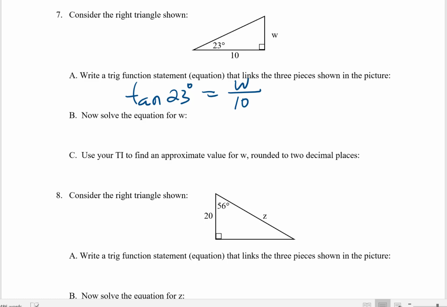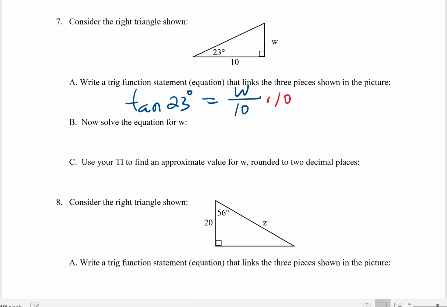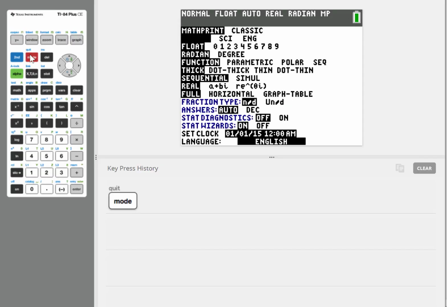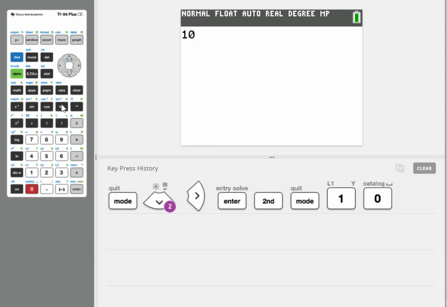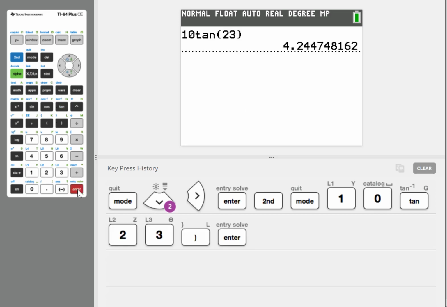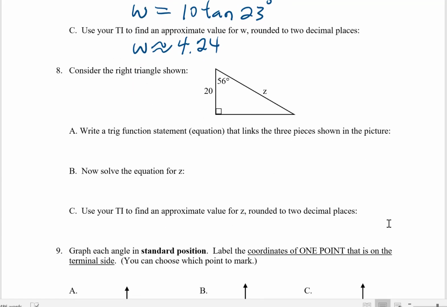And so I've accomplished what I needed to do. Letter B says, let's get the W by itself. I can do that by just multiplying both sides here by 10. The 10's cancel on that one side, and so now I have W equals 10 times tangent 23 degrees. I can approximate that value of W right on the calculator by simply typing it in. I need to be in degree mode here, and then type in 10 tangent 23. We get about 4.24.